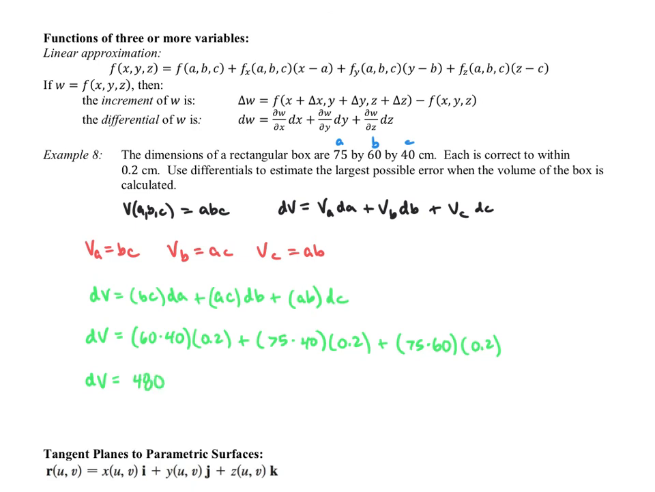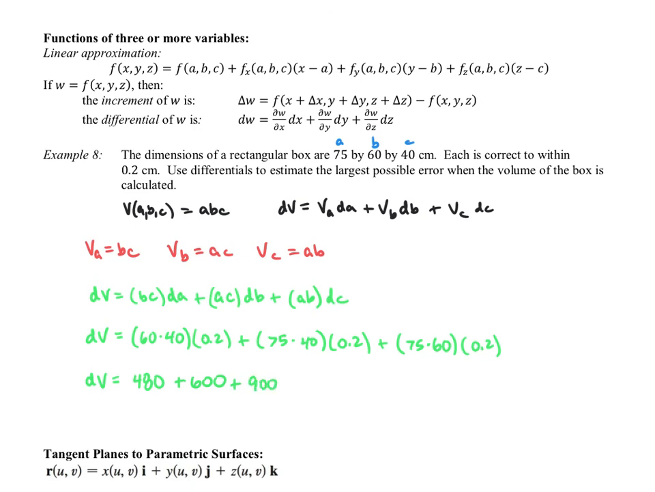We have a similar thing for the second one. So 40 times 0.2 is 8 times 75. That one's a little bit harder. Let's see, that's going to be 600. And then for our last one, we have 60 times 0.2, which is going to be 12 times 75. Let's see, well, 75 times 6 is 450, and then we multiply by 2, so we have 900 there.